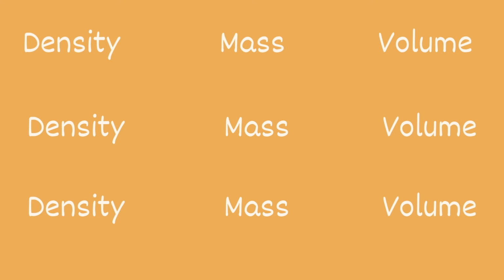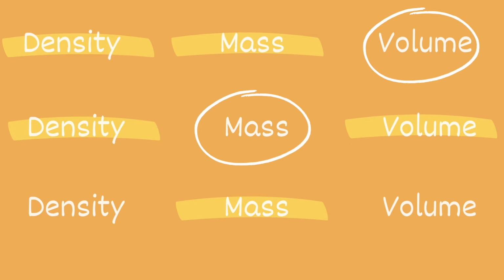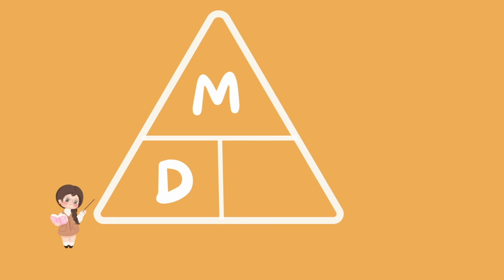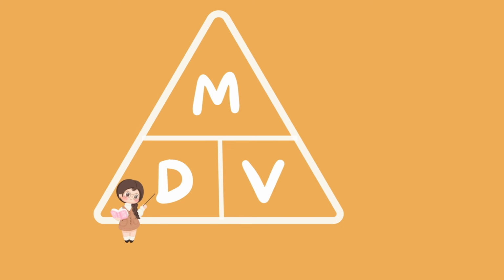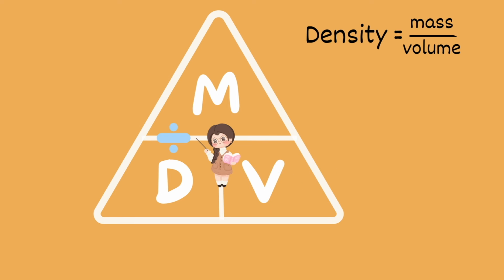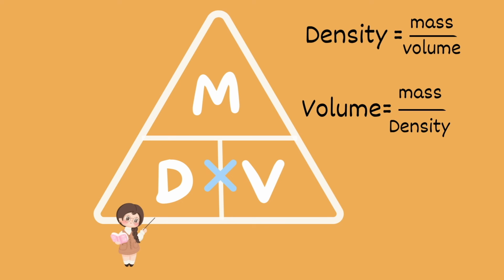So you'll either be given the density and mass, and then you have to solve for the volume, or you'll be given the density and volume and have to solve for the mass, or you'll be given the mass and volume and have to solve for the density. I like to use the pyramid method as a guide. Inside the pyramid, we have density, mass, and volume. If we want to find the density, we divide mass by volume. If we want to find the volume, we divide mass by density. And if we want to find the mass, we multiply density times the volume.